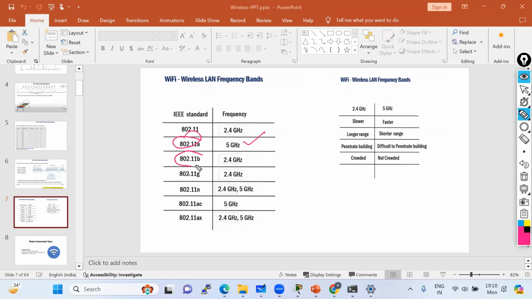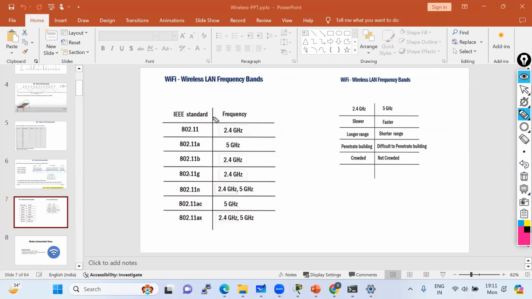This is again a 2.4 gigahertz standard, but there are differences also. Why do I use this, why can I not use this? Every standard has some kind of great features, and we have to understand those features. The highest one is this 802.11x, which is going to operate on both of the bands, and it is going to give a lot of features.